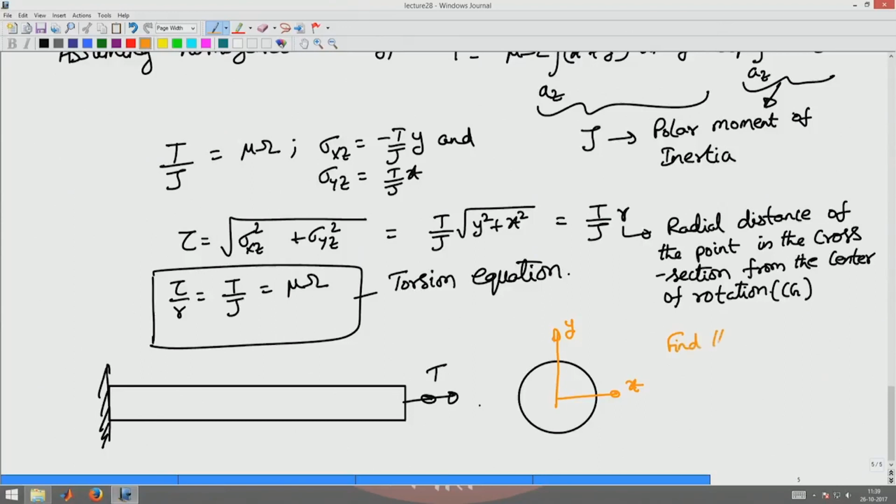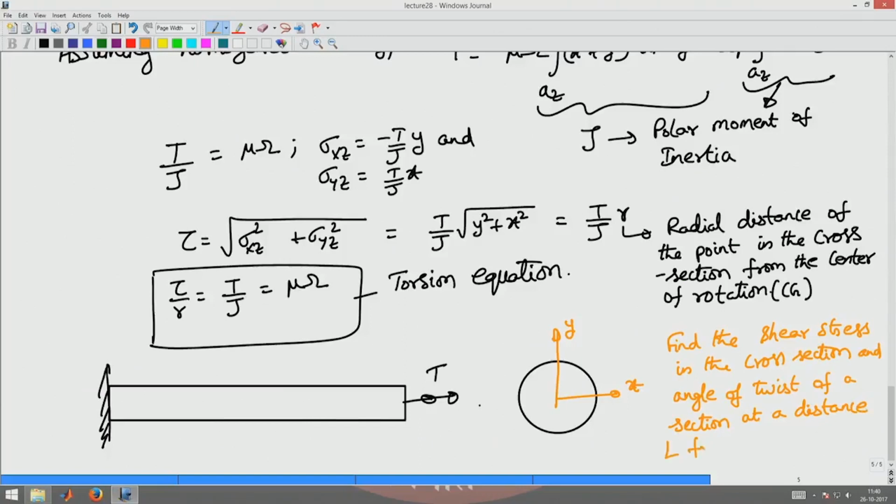In particular I want to find the shear stress in the cross section and the angle of twist of a section at a distance L from the support, from the fixed support. So this is what I am interested in finding.